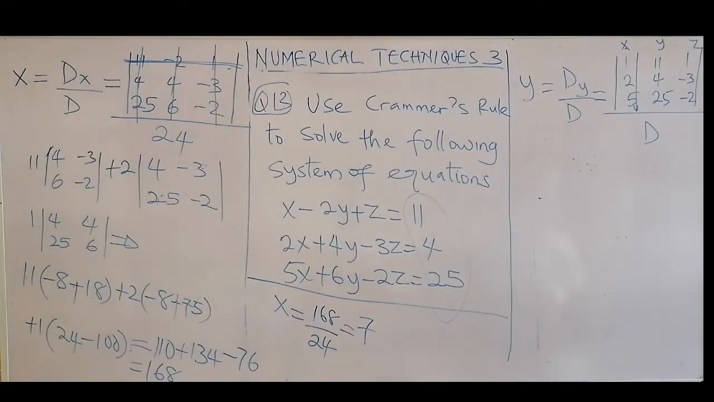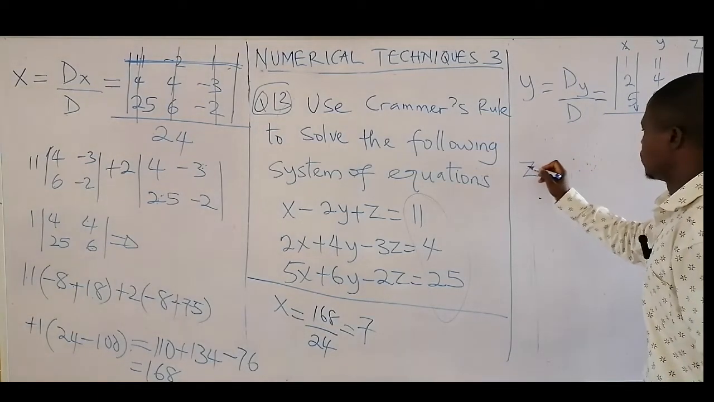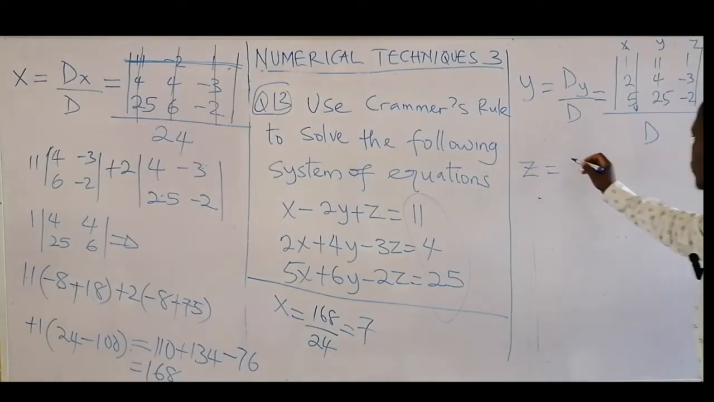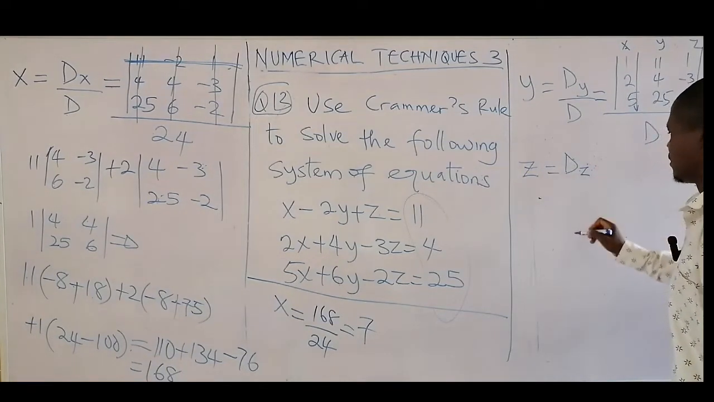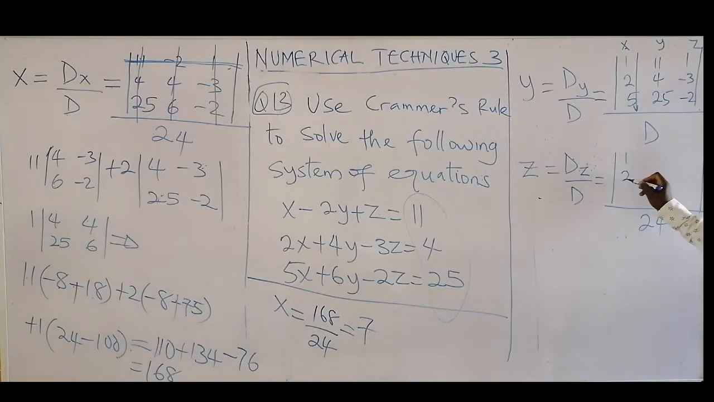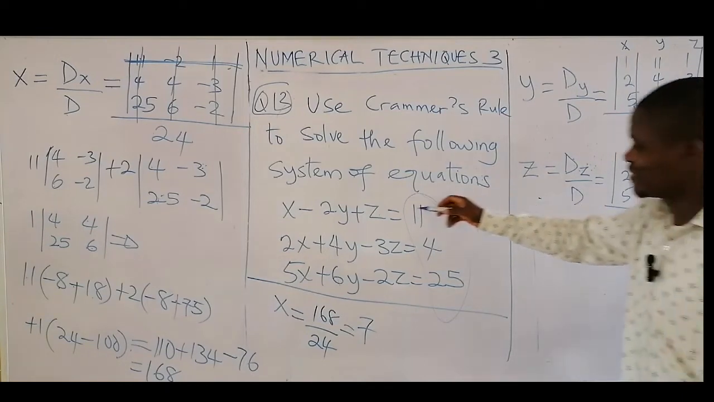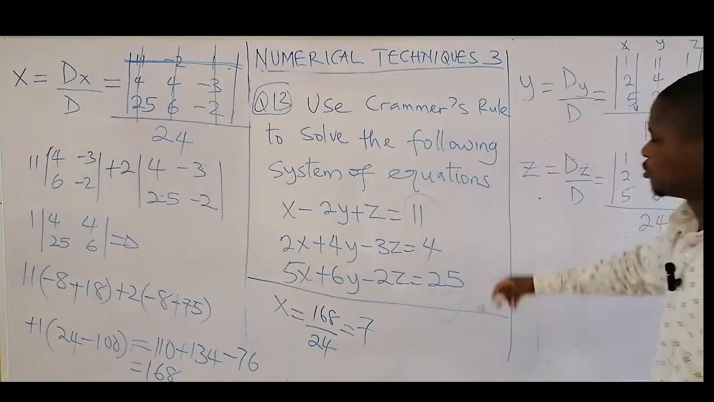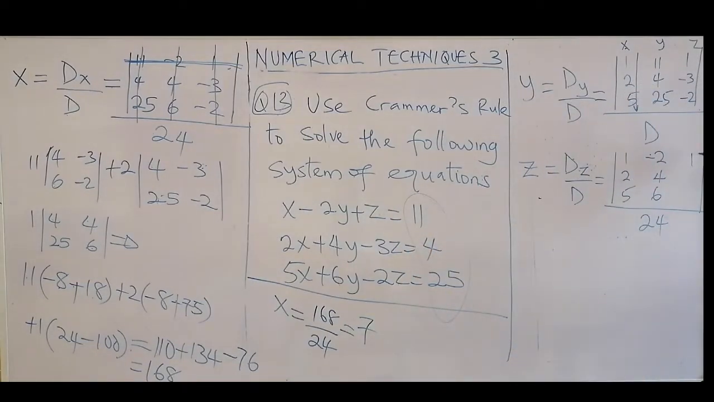Okay? Likewise, for z also, it is going to be D subscript z over the determinant, which will become what? Over d. D is 24. 1, 2, 5, minus 2, 4, 6. Only the z coefficient will be replaced by 11, 4, 25.